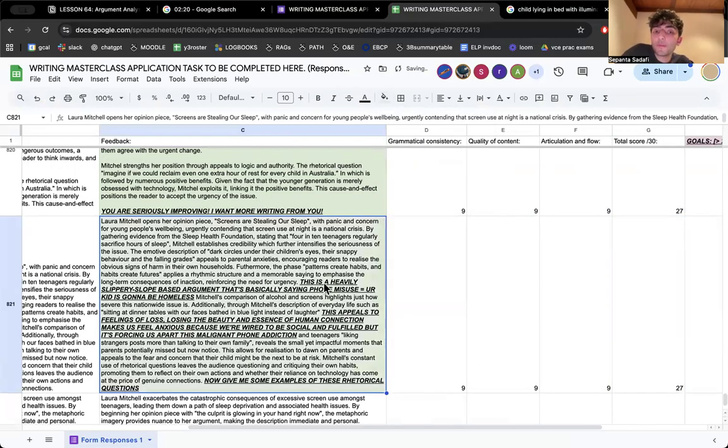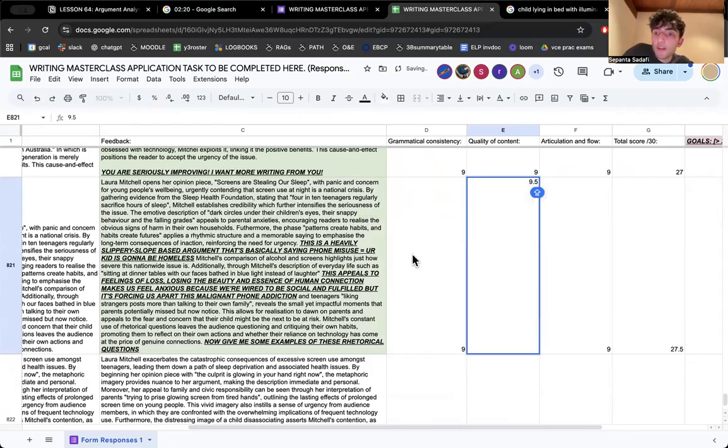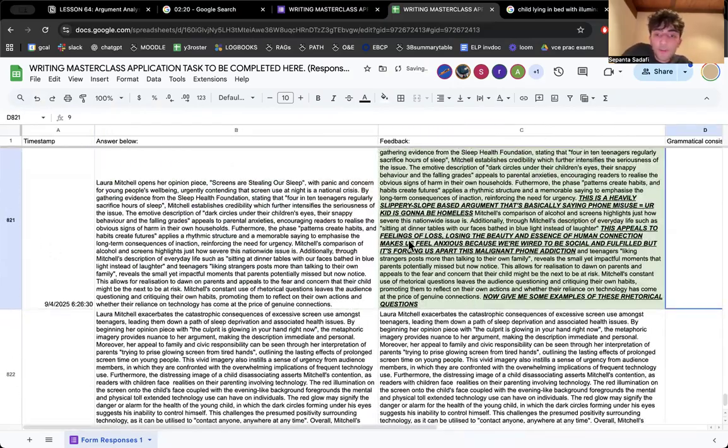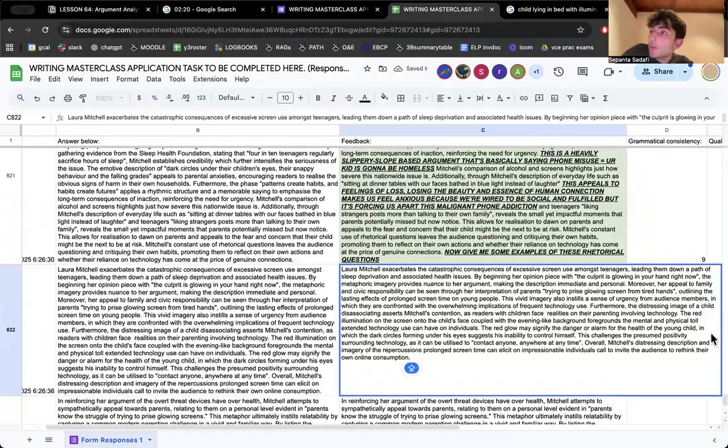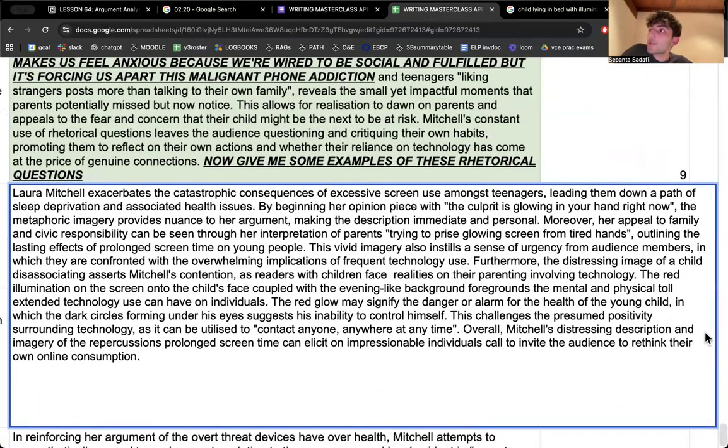I want more writing from you. I'd actually argue it's a 27.5 and it's a 9.5 here. Very strong piece. Row 821. Who was that? Really well done. Well done, Gloria. You've also improved so, so much.